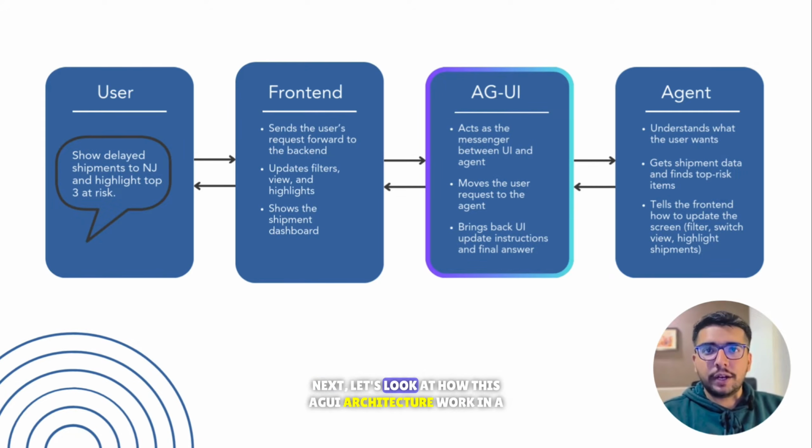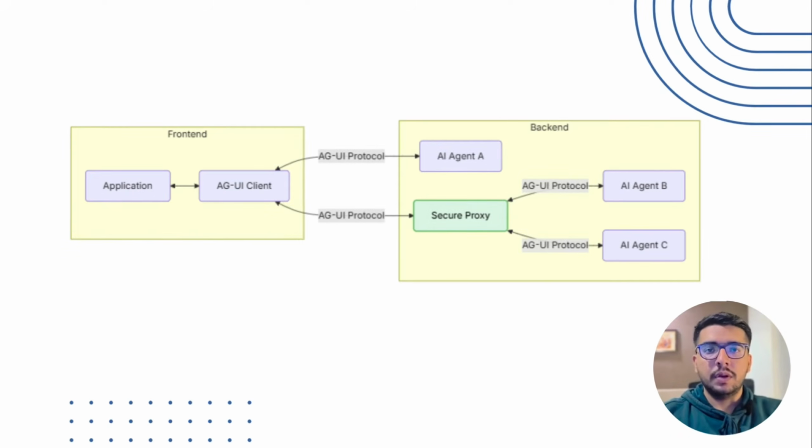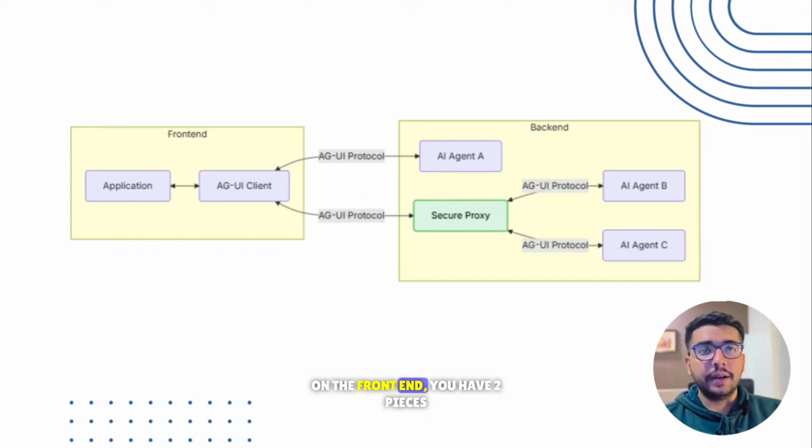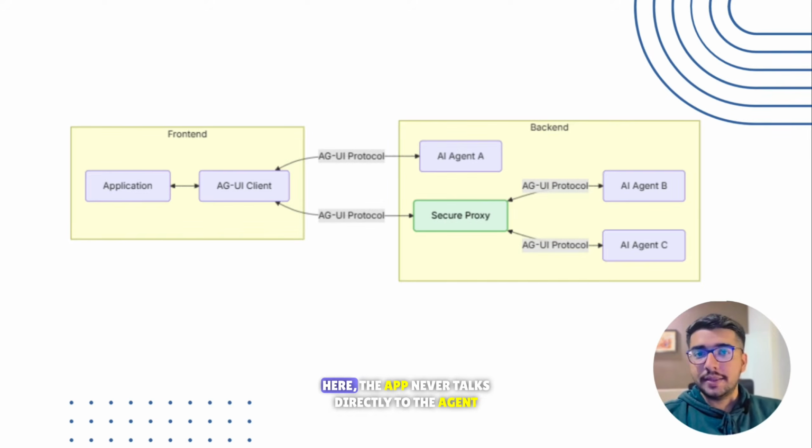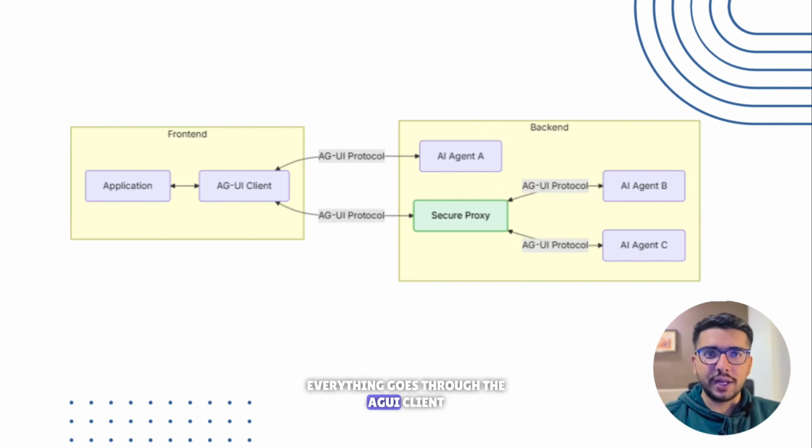Next, let's look at how this AGUI architecture works in the real world. This is the real shape of AGUI in an application. On the front end, you have two pieces: the application that renders the UI and the AGUI client that handles all communication. Here, the app never talks directly to the agent, everything goes through the AGUI client.